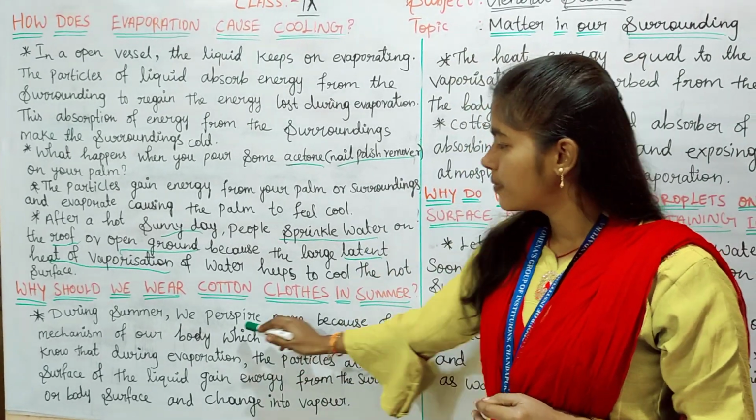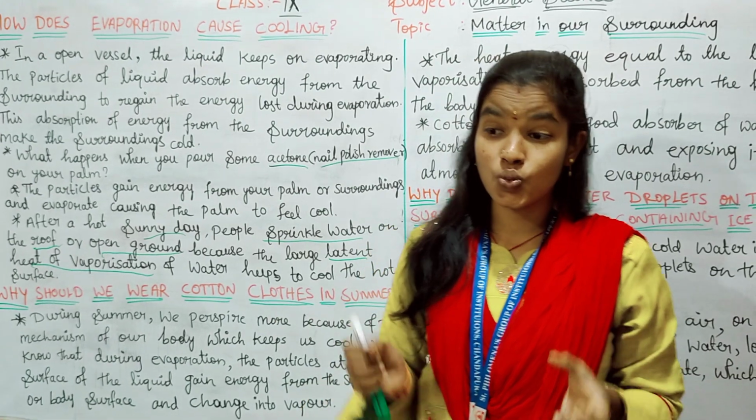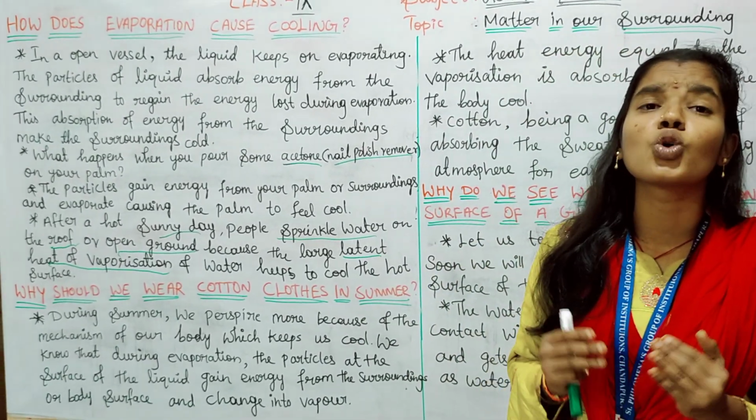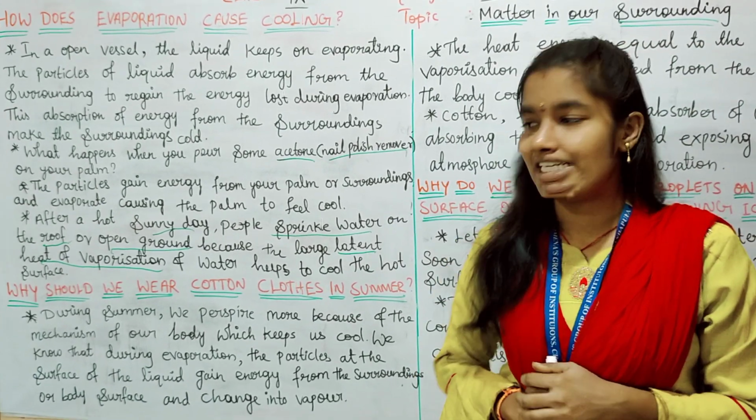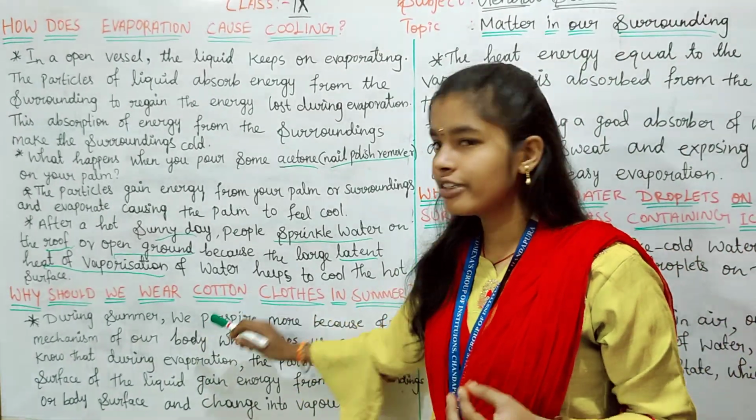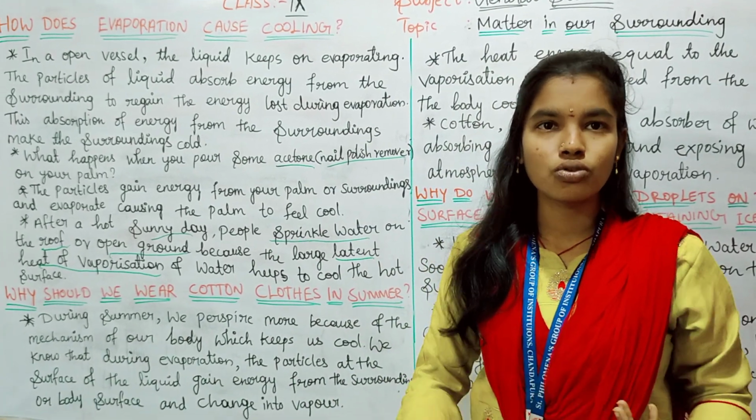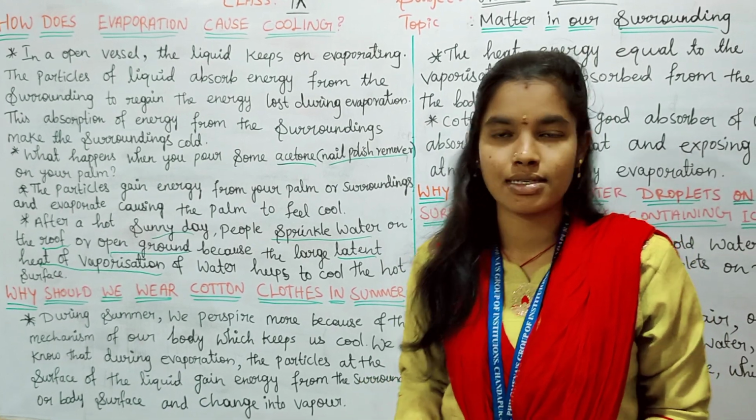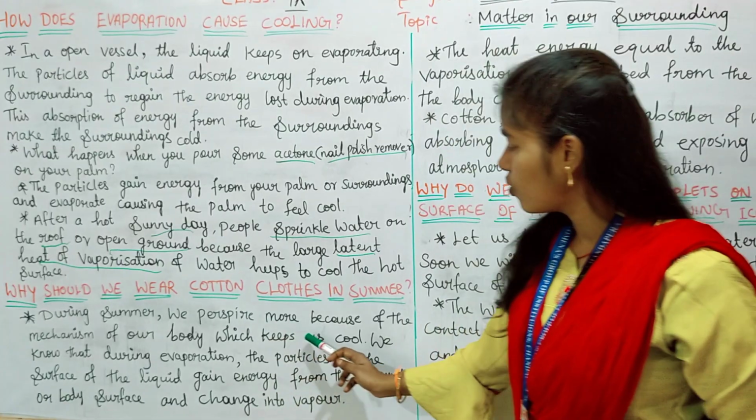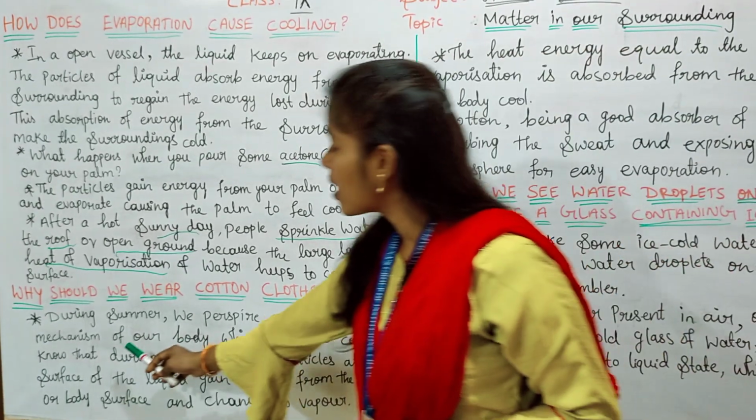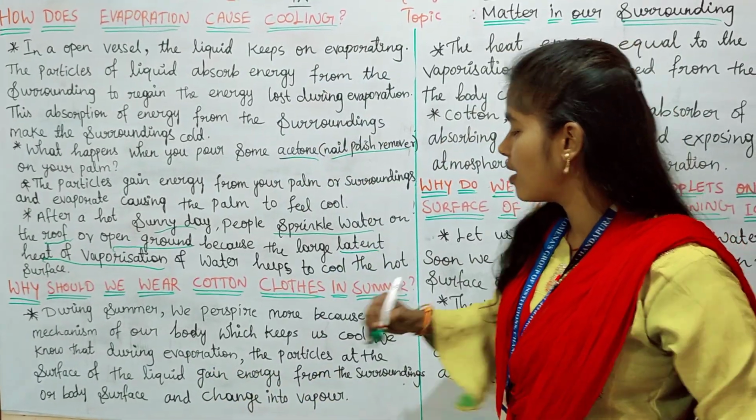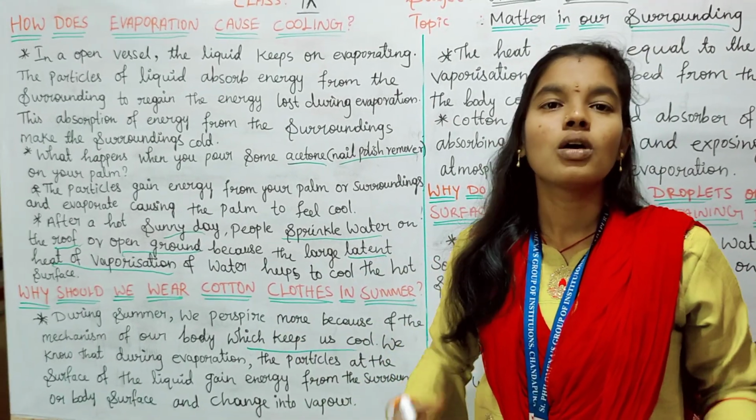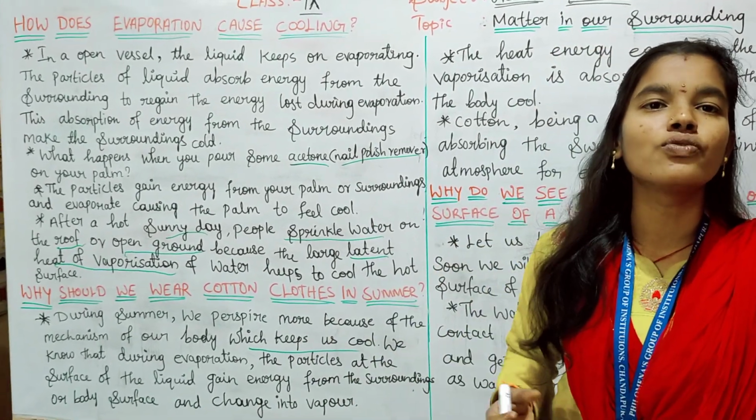Perspire is nothing but giving out sweat through the pores of the skin as a result of heat. As a result of summer, we are perspiring, we are feeling more sweating, right? The water is coming out through the pores of the skin. We feel hot as a result of heat. During summer, we perspire more because of the mechanism of our body which keeps us cool. So what is the mechanism? Our body is evaporating the water and making our body feel cool.